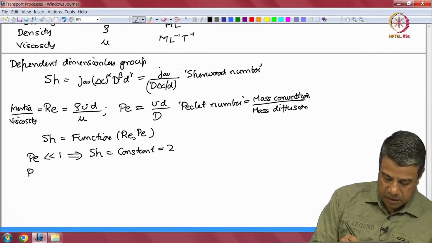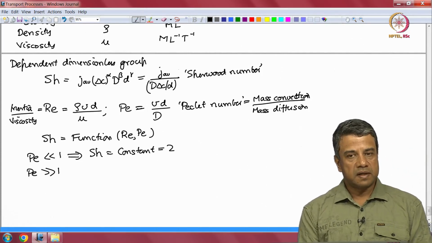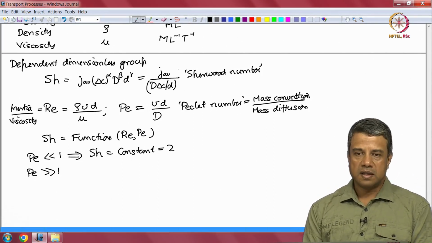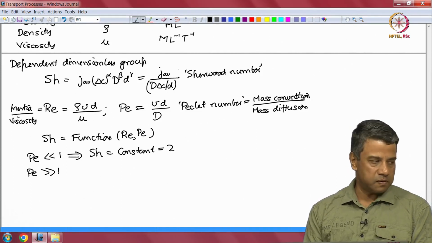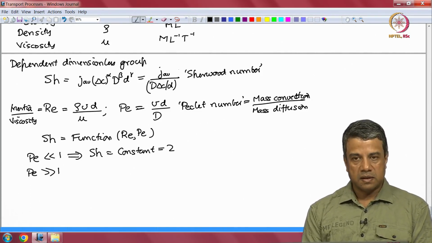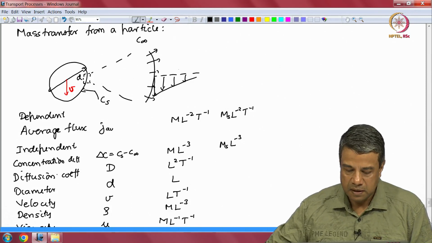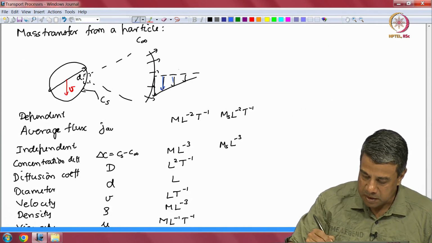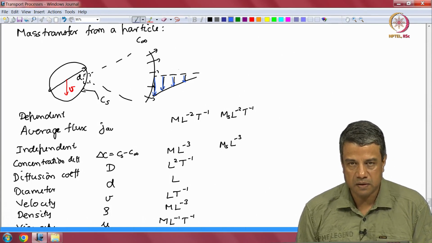What about in the limit of Peclet number much greater than 1? It means that convective transport is dominant compared to diffusive transport. And simplistically, you would think that you can just neglect diffusion altogether and just calculate the transport rates by considering convection alone. Turns out that that is not correct. The reason is the following. You can see from this picture that convection only transports mass along the velocity.